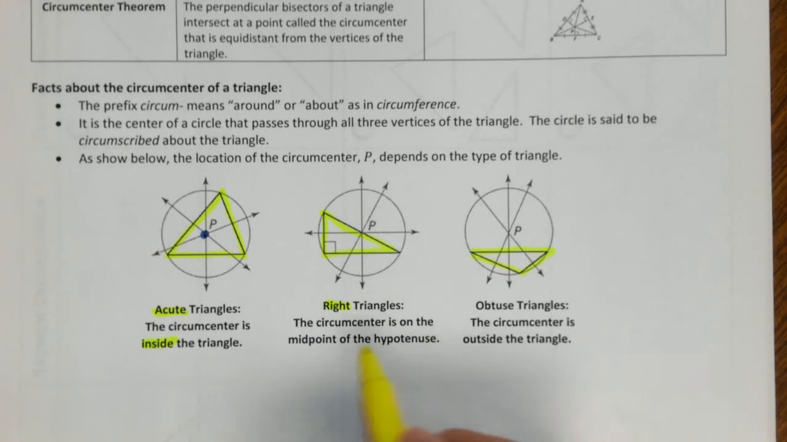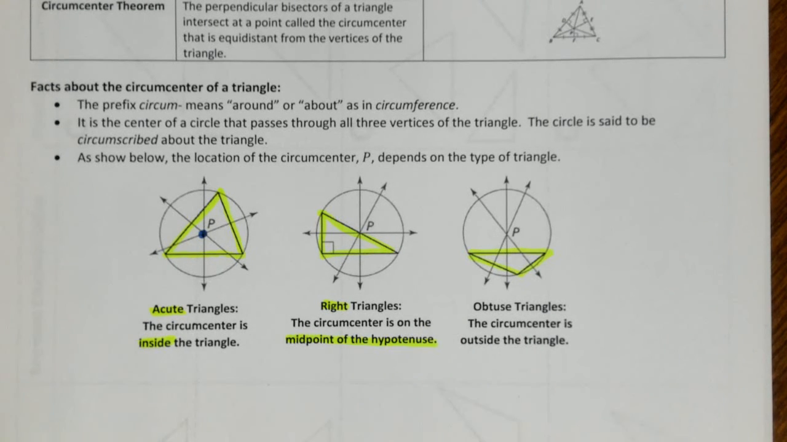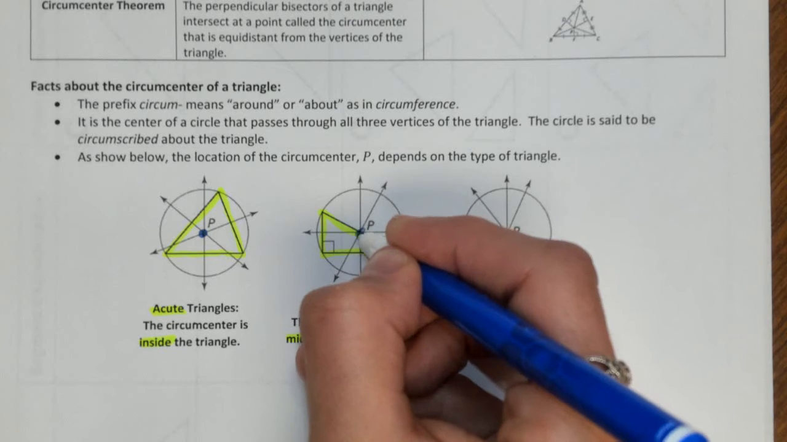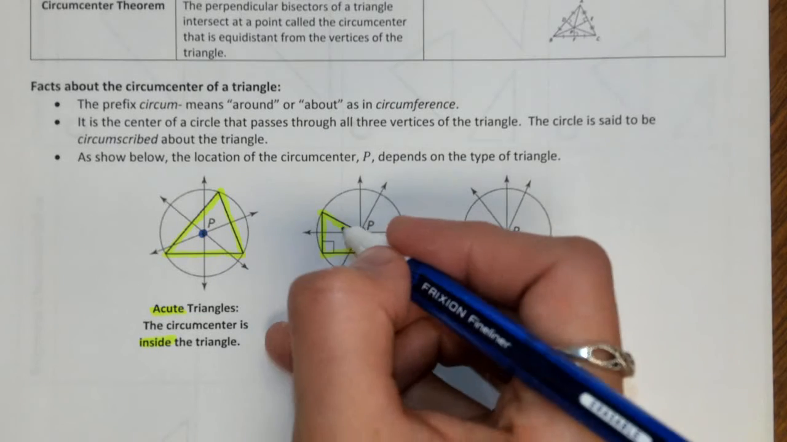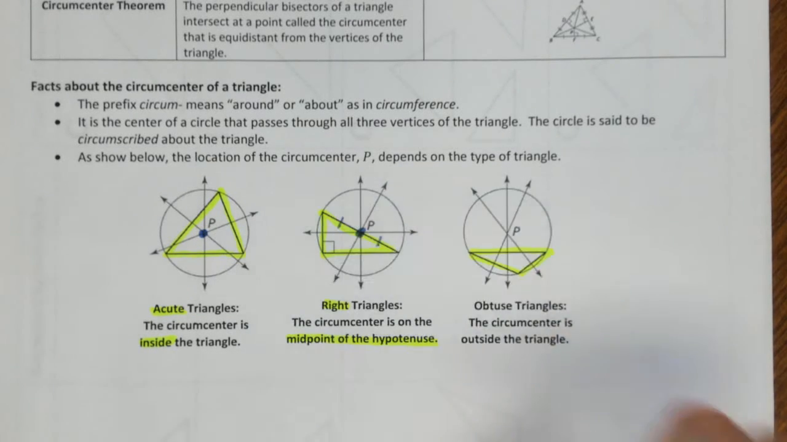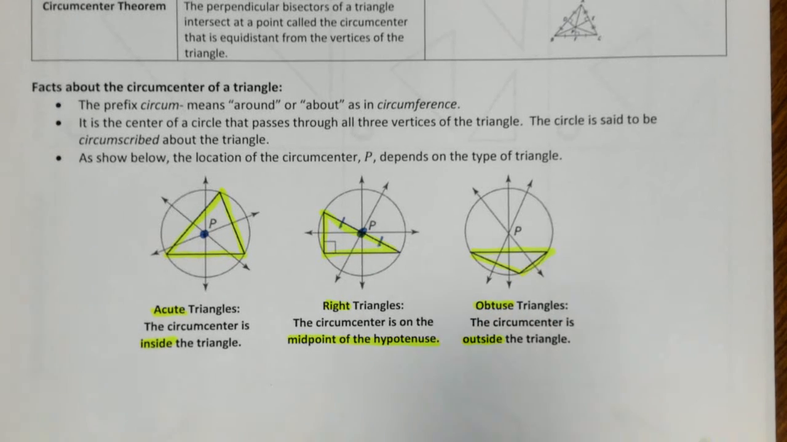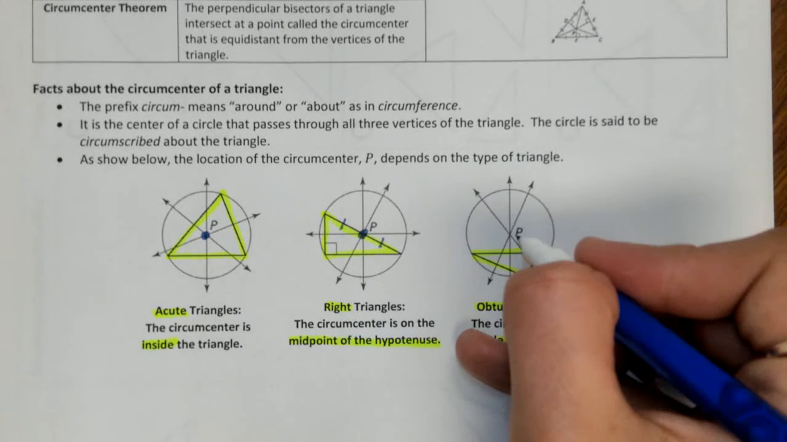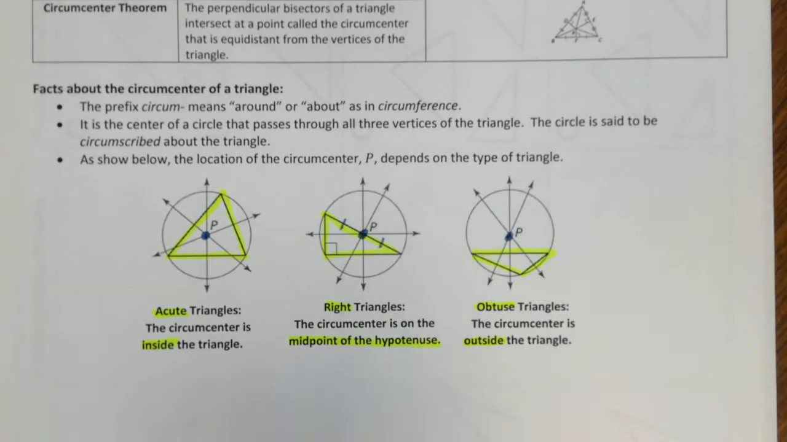In our right triangle, it's going to be on the triangle just like our orthocenter with altitude, but in a specific spot. It has to be the midpoint of the hypotenuse. So right here, our circumcenter will actually be the midpoint of this side, so we have two congruent segments. And then on our obtuse triangle here, the circumcenter will be on the outside of the triangle. So we'll have to extend those perpendicular bisectors when we draw them in a minute.